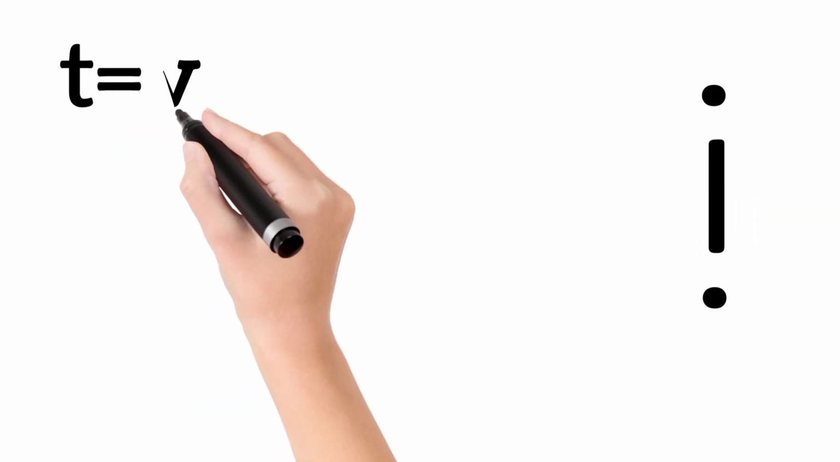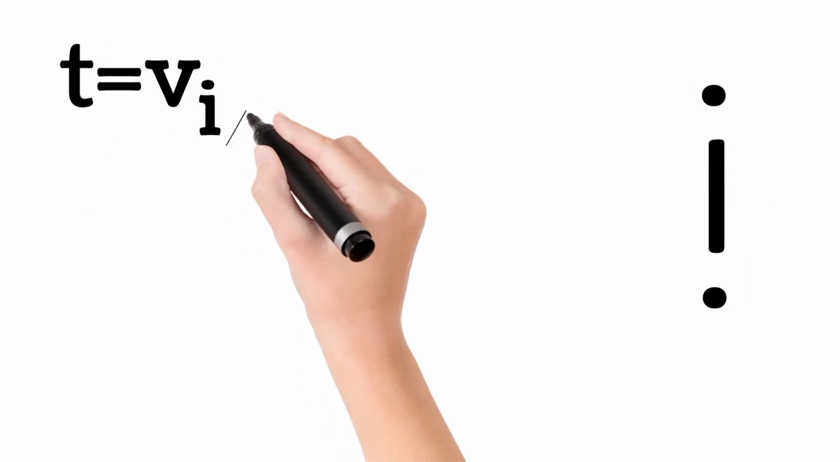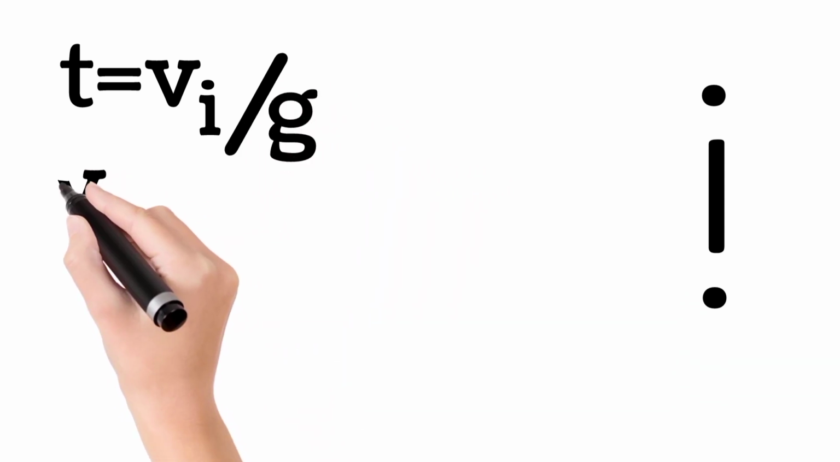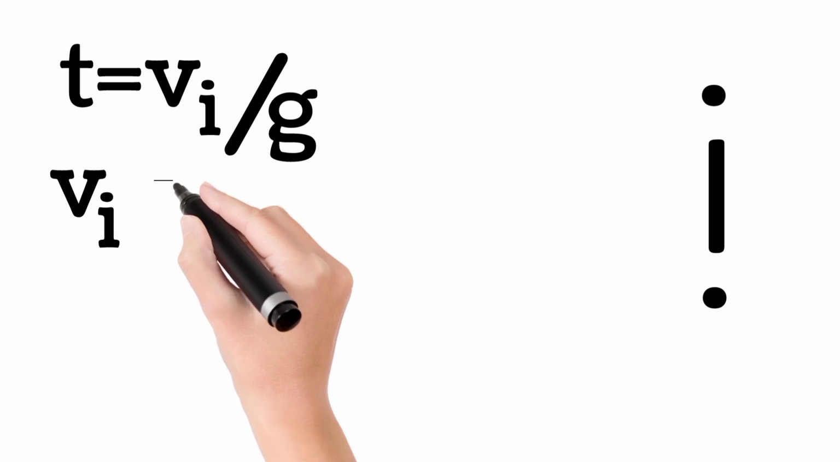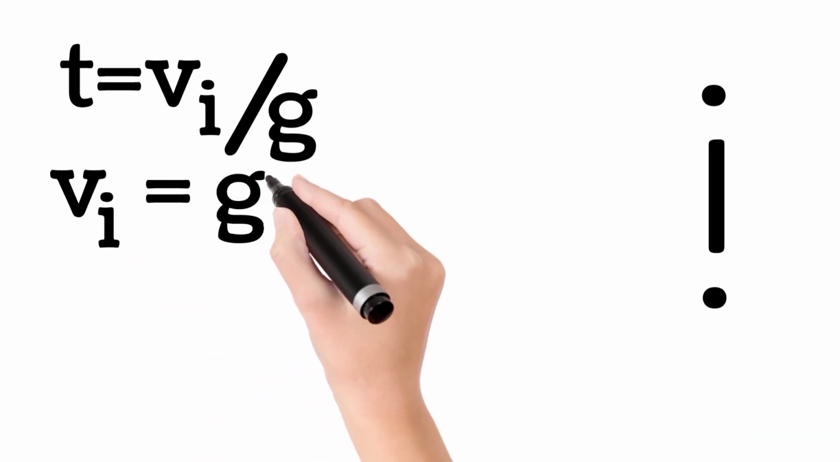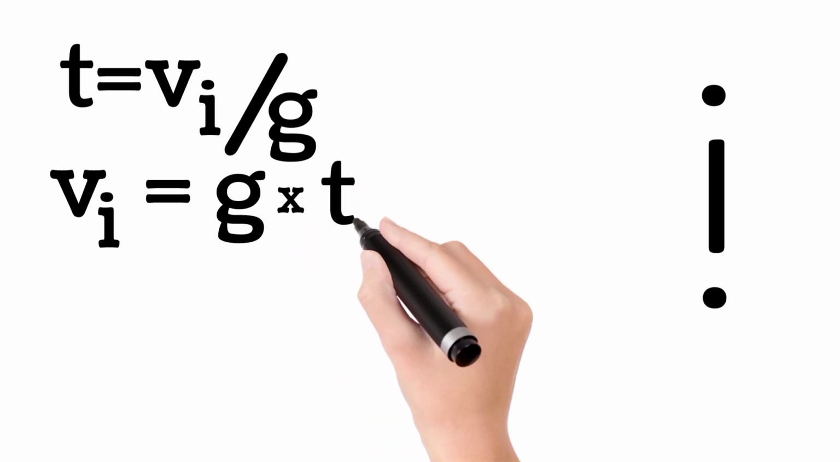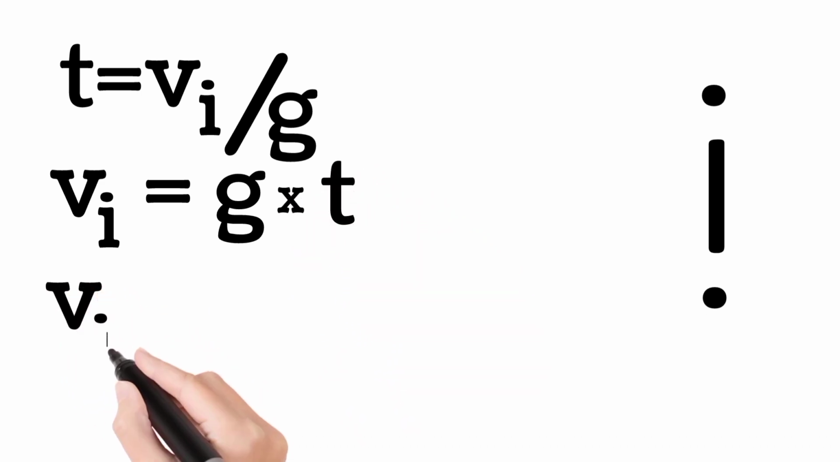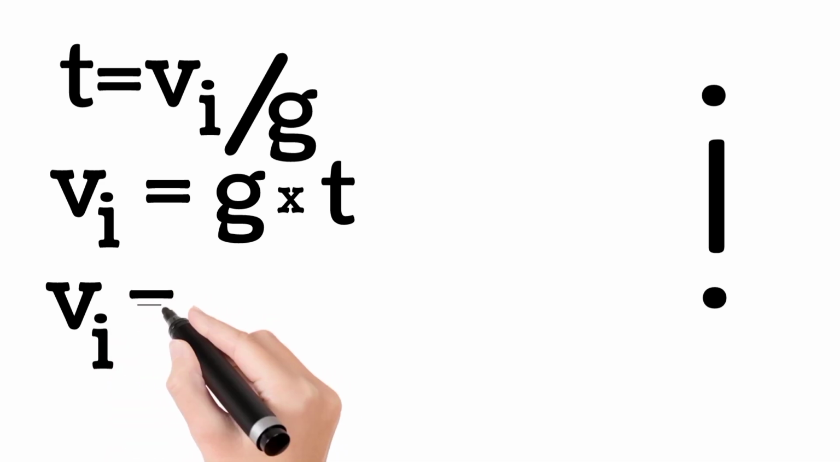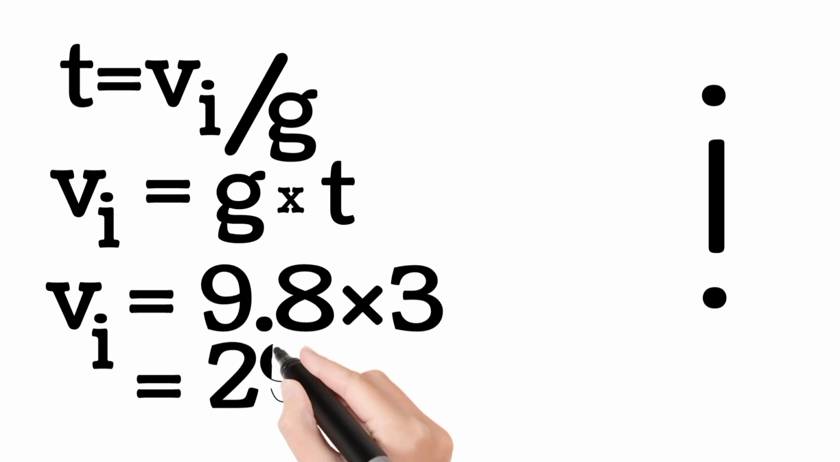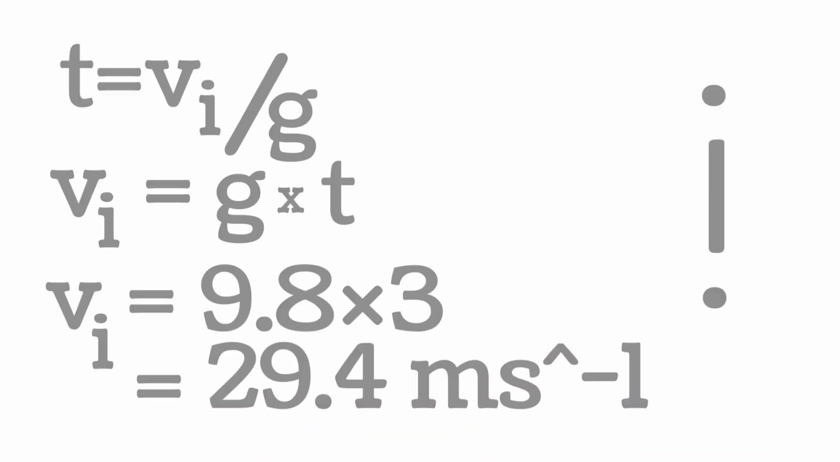Let's see how. If we observe the diagram, the ball is hit straight up, and the time to reach maximum height is equal to Vi divided by g, where Vi is the initial velocity and g is gravitational acceleration. To find the initial velocity, just multiply the gravitational acceleration with the time. If we replace all these values, the initial velocity is equal to 9.8 multiplied by 3, which is 29.4 meter per second.